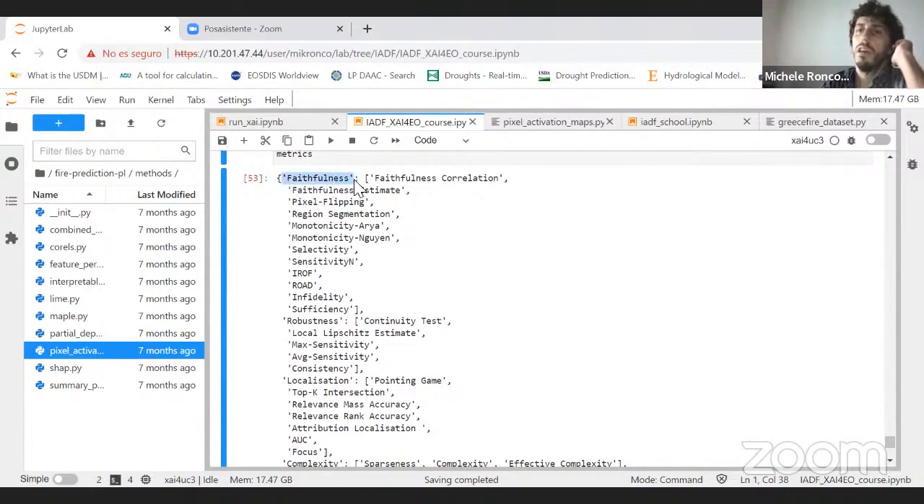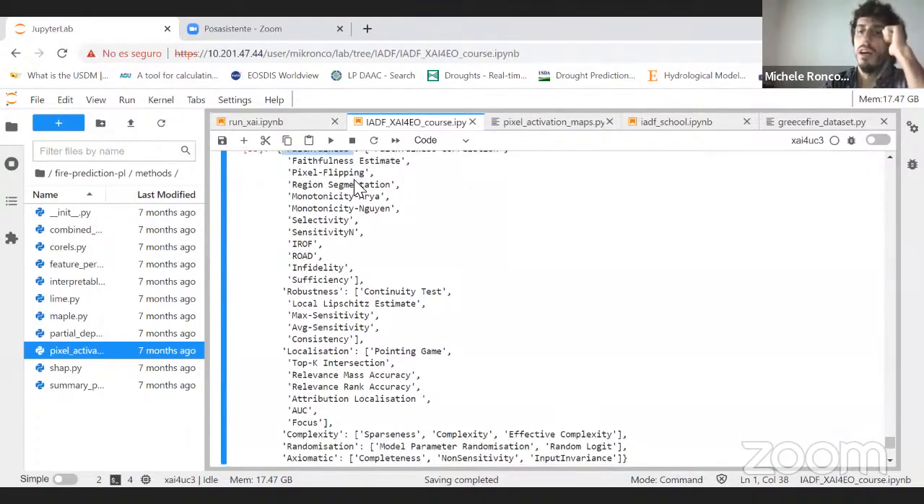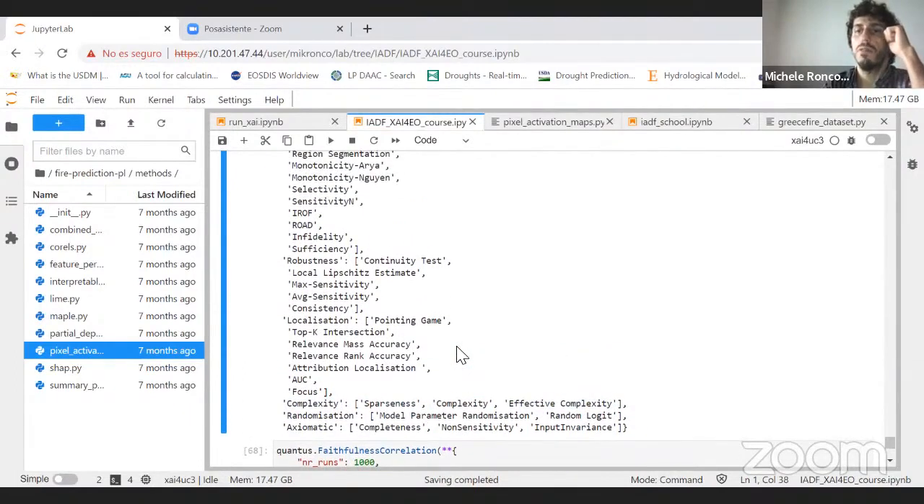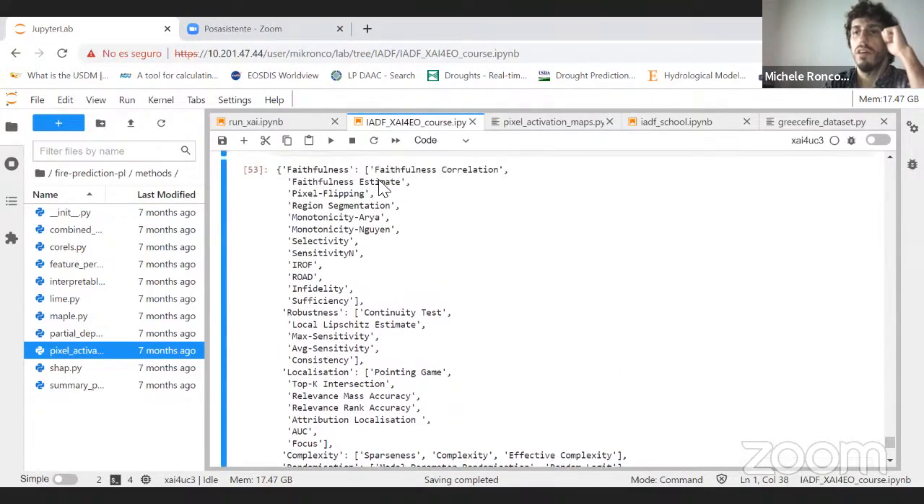So there is faithfulness, which we discussed before, if you remember, was this average correlation between the feature importances and the error in the model when we remove those important features. And then there are many others, there is complexity. Each of them has also some variations. So there is effective complexity, complexity sparseness. As I said before, there are many variations of the metrics as well, which might depend on how we eliminate the features, the pixels, whenever we have to do some kind of perturbation of the inputs.